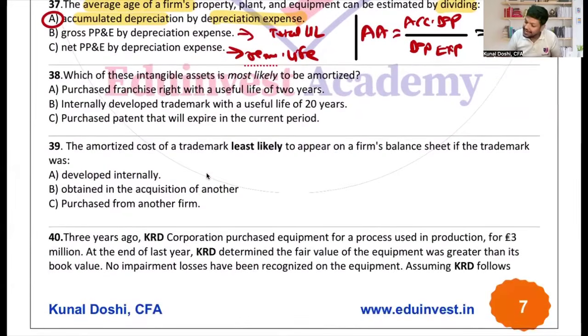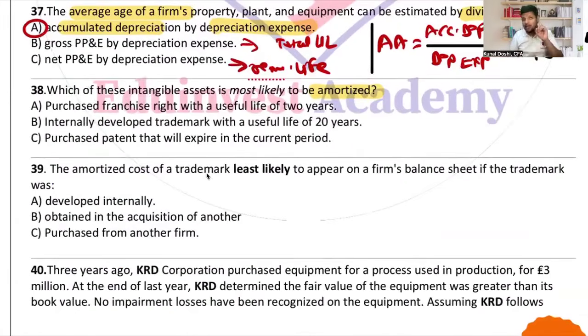Next, which of these intangible assets is most likely to be amortized? Remember, only identifiable intangibles with finite life can be amortized. There are three types of intangibles. Either they are created internally, they are purchased like any other asset, or you acquire them during a business combination like goodwill. So only the one which you have purchased, correct? Purchased, those are the ones we capitalize.